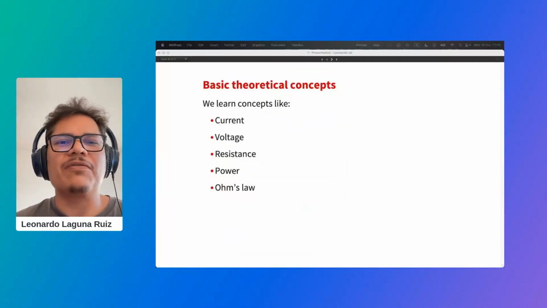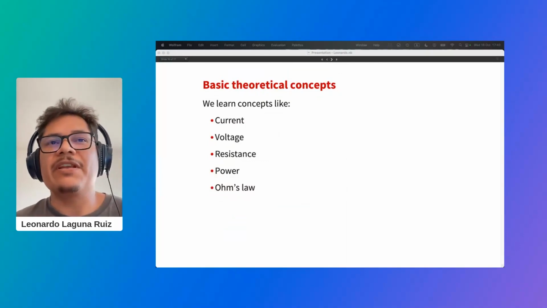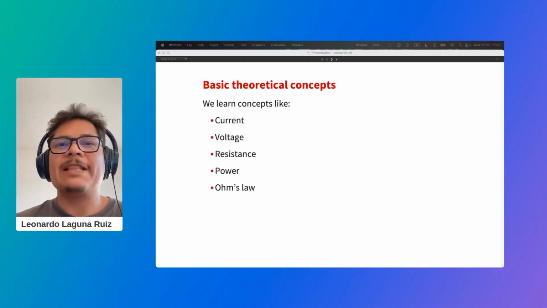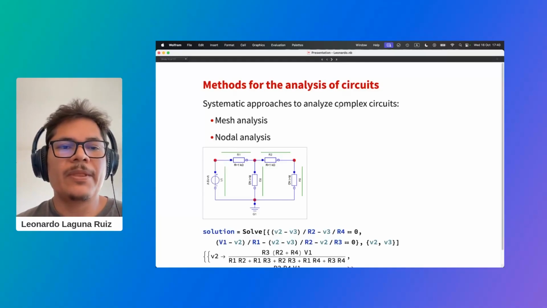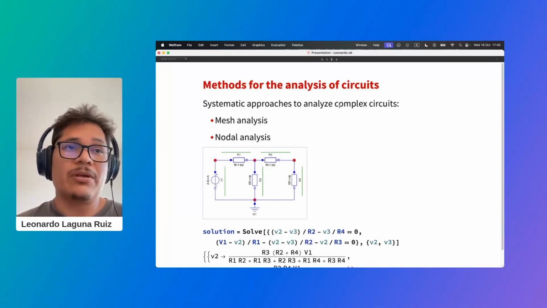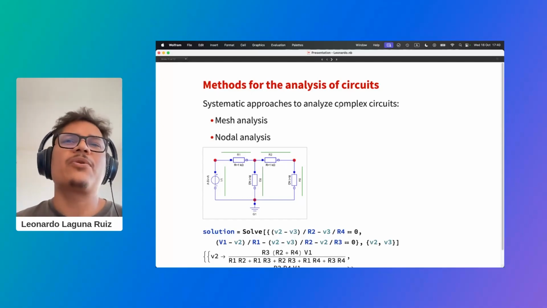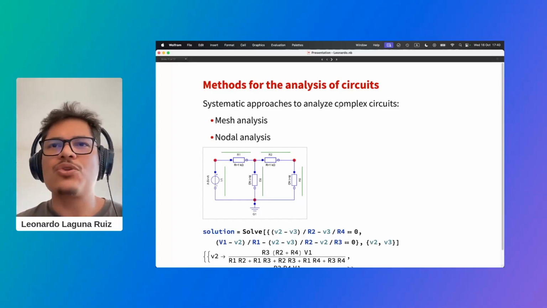The second part, which is basic theoretical concepts, we learn the physical definitions of things like current, voltage, resistance, and power. These concepts are very important because they provide the mathematical models that will help us understand the behavior of circuits. Then we go into the third part, in which we cover the methods for the analysis of circuits. When we start creating circuits using multiple components, it gets progressively difficult to obtain the design equations. Therefore, we need a systematic approach to analyze them.